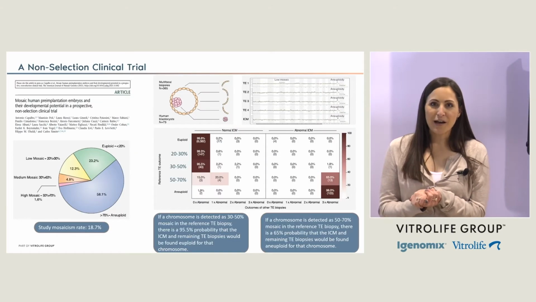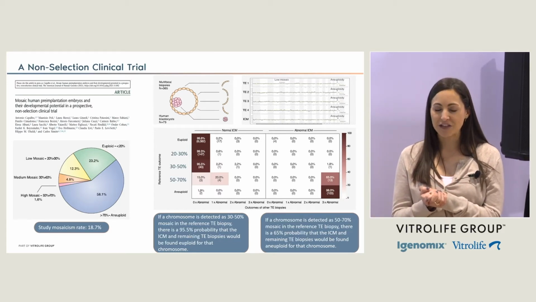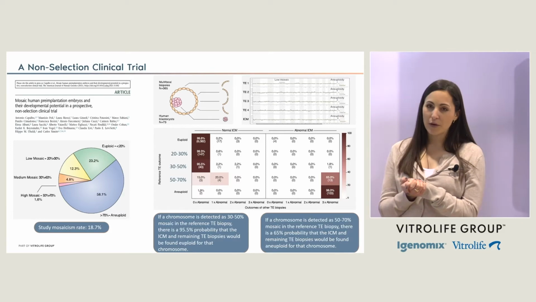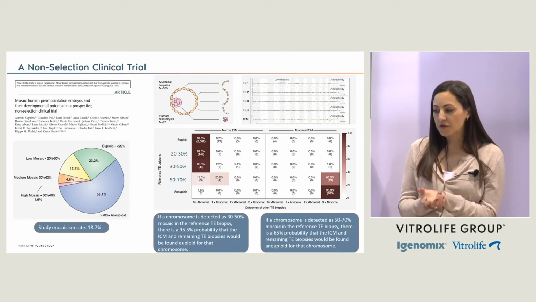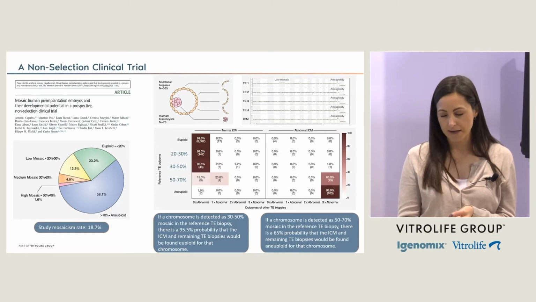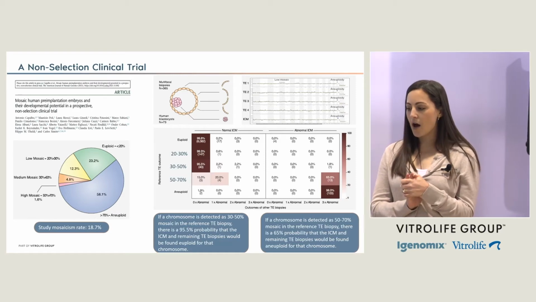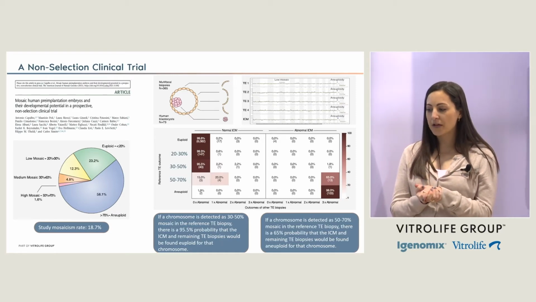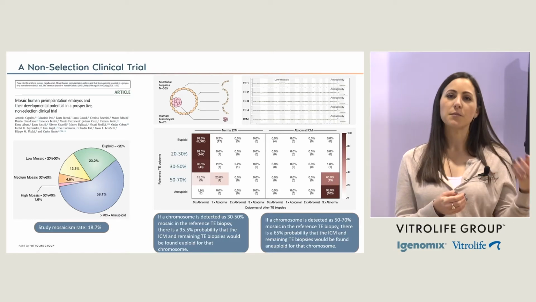Okay, so now I'm going to spend a moment talking about a large publication that came out last year by Anthony Capalbo and colleagues out of Igenomix, Italy. What was performed was a prospective non-selection clinical trial, and there were three major components to this study. The first was retrospectively analyzing the rates of mosaic categories from 6,766 clinical PGTA tests performed.